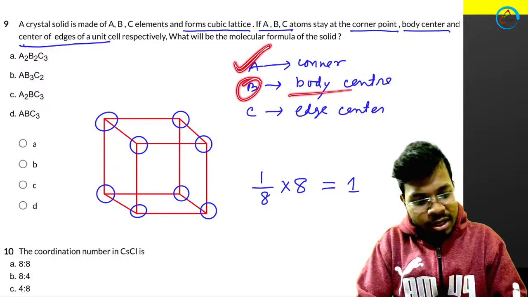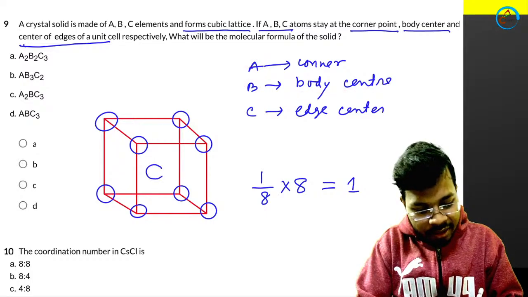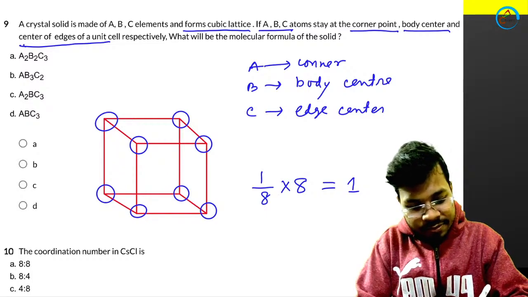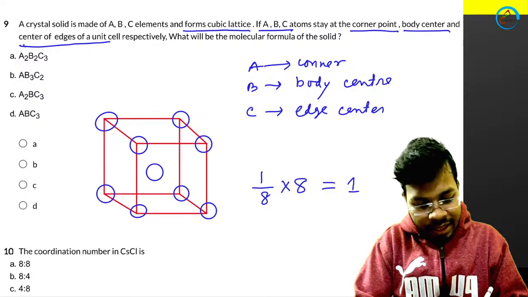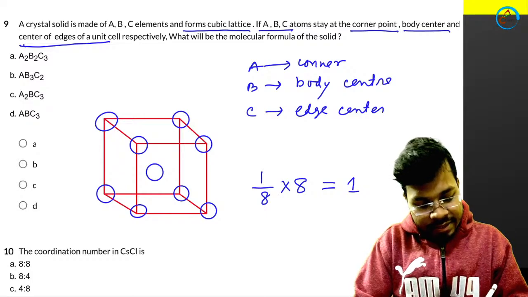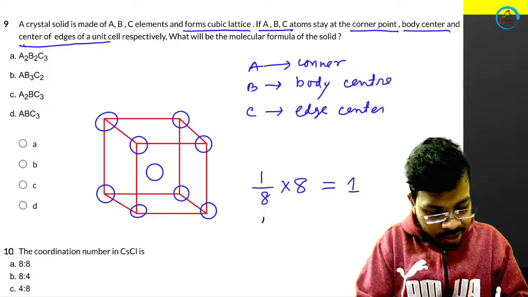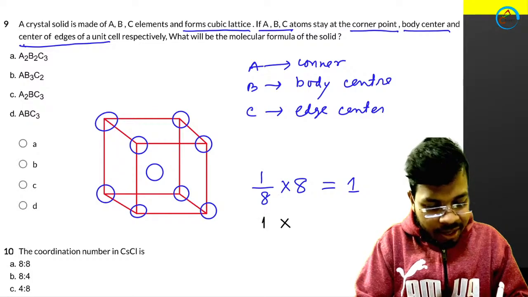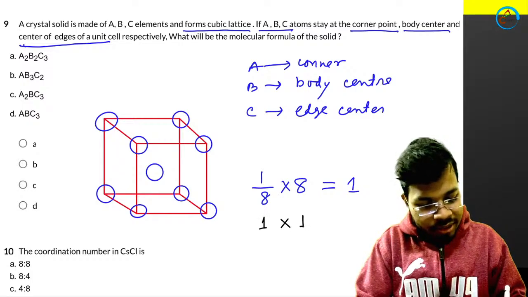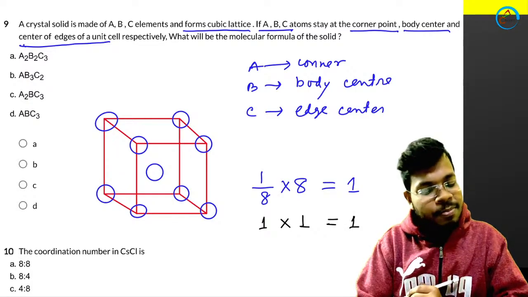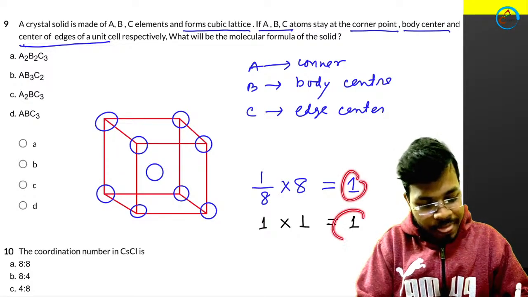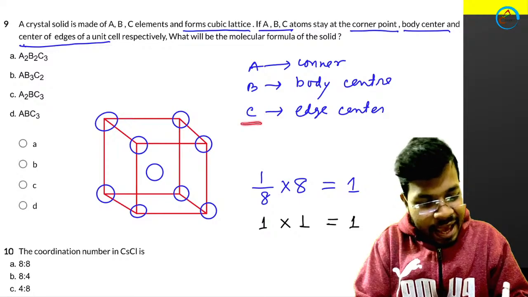Now B, body center means over here. So another lattice is present over here. At this position you will be getting 1 multiplied by 1, that is giving you 1. Simply, so you are getting 2. Third, C at the edge center.